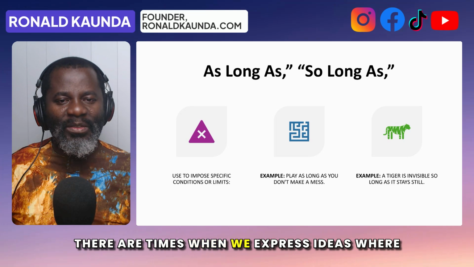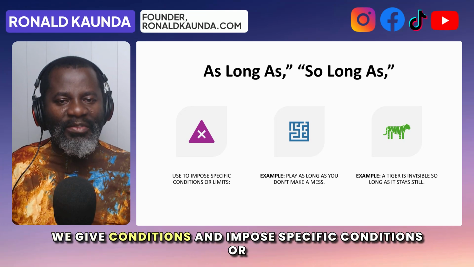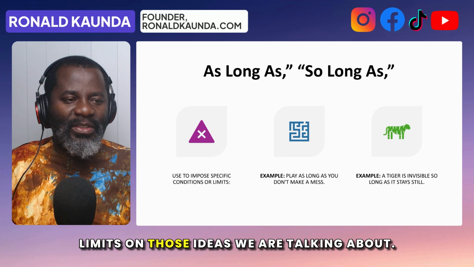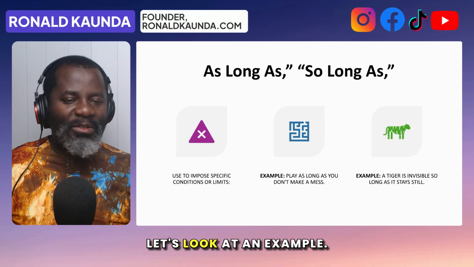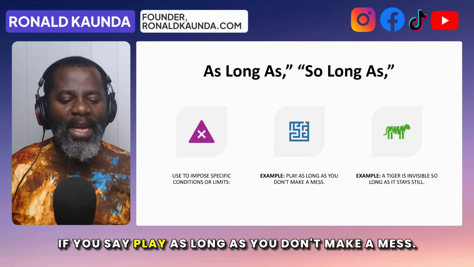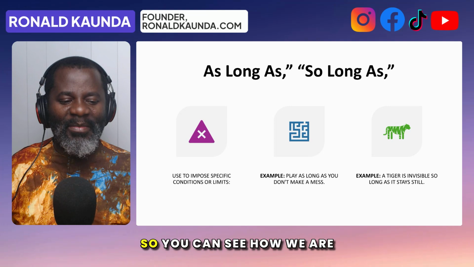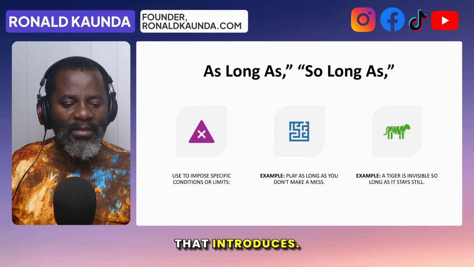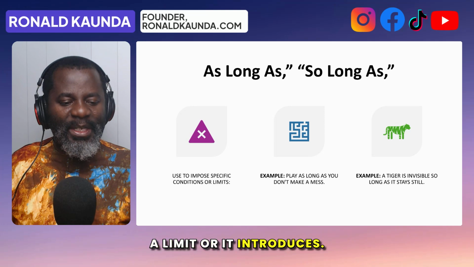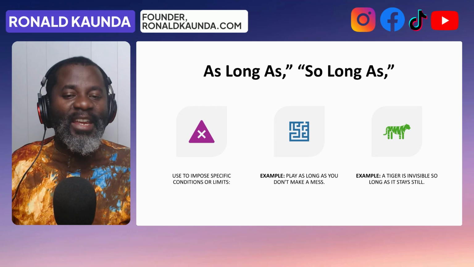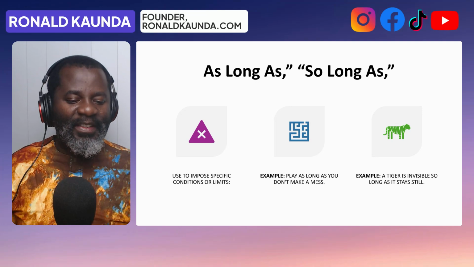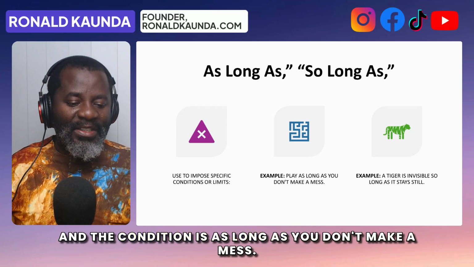There are times when we express ideas where we give conditions and impose specific conditions or limits on those ideas we are talking about. Let's look at an example. If you say, play as long as you don't make a mess, you can see how we are using as long as. It is introducing a condition that introduces a limit. And the condition is as long as you don't make a mess.